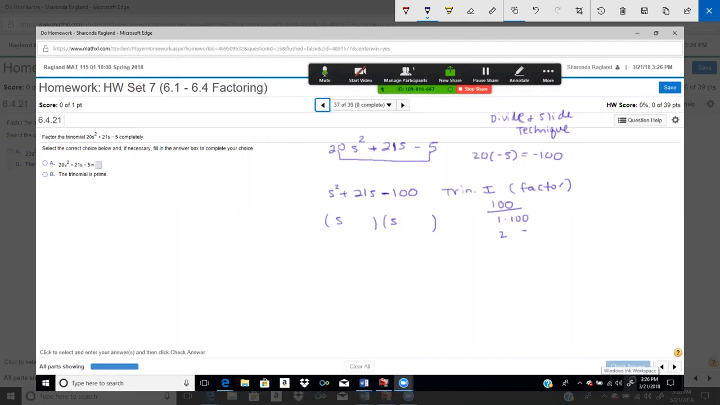Let's see, 2 goes in 50 times. The difference cannot give me 21. Okay, next, 4 and 25. Hot, we hit it. Okay, so we don't have to go any further because we've already hit it. So we got 4 and 25. So to get a positive 21, negative 4 plus 25 gives me a positive 21. So we'll do negative 4 and plus 25.